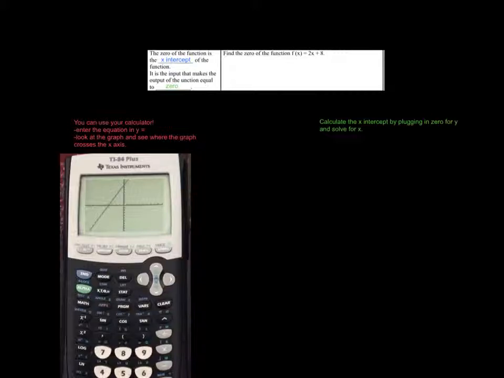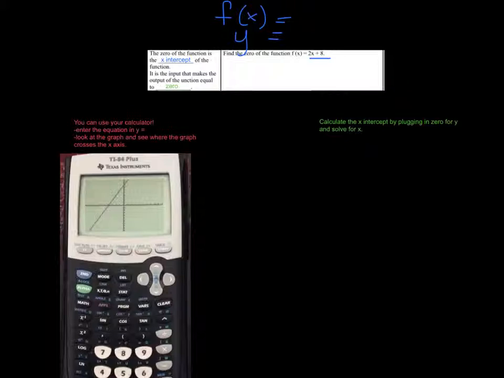Don't forget, guys, we've been talking about function notation, and f of x equals is the same thing as saying y equals. So all I've done here is entered 2x plus 8 into my calculator, and then I pressed graph so that I could actually view the graph. And then I just took a picture of my calculator and inserted it here for you guys to look at so that we can talk about it.